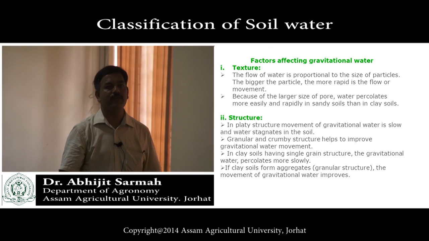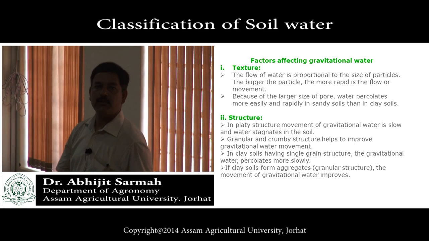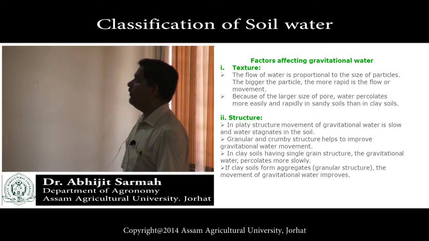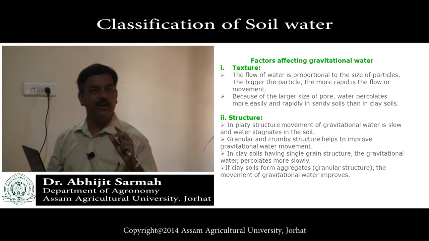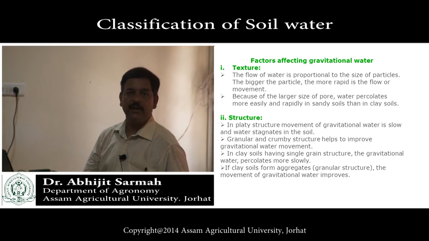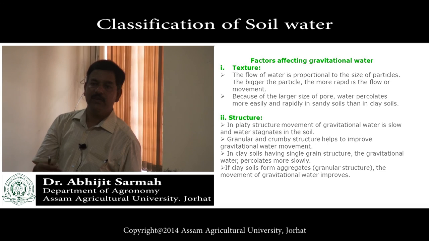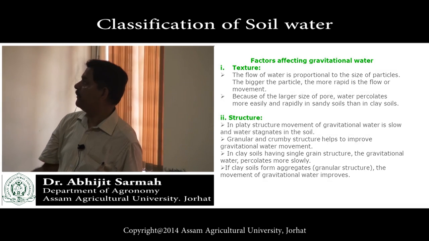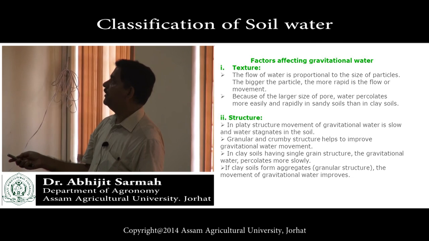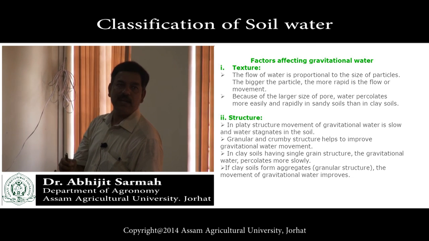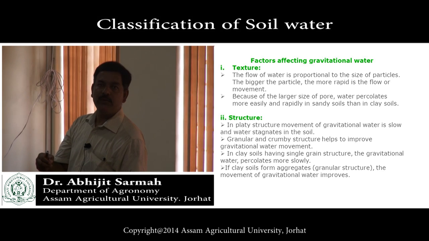So what are the different factors that will affect the gravitational water, capillary water, and hygroscopic water? One factor is definitely the texture. If the soil is sandy, it will be easily drained by gravity. So gravitational water will be more in sandy soil as compared to clay soil. The flow of water is proportional to the size of the particles. If the particle size is bigger, the flow will be rapid. That is why in sandy soil, it will be easily drained away. In clay soil, it will be retained for a longer time.